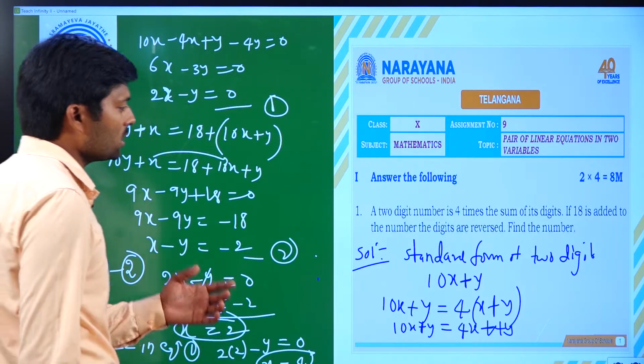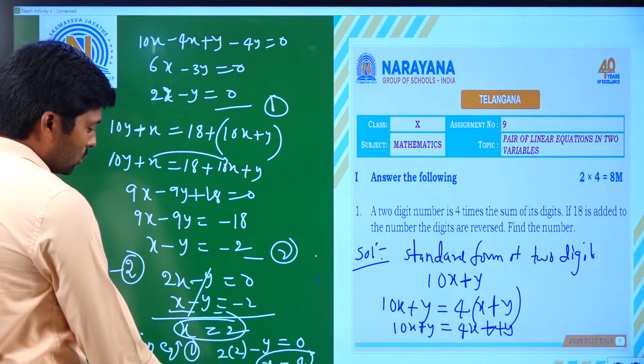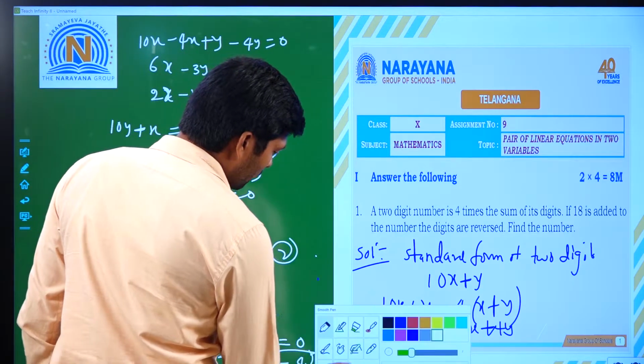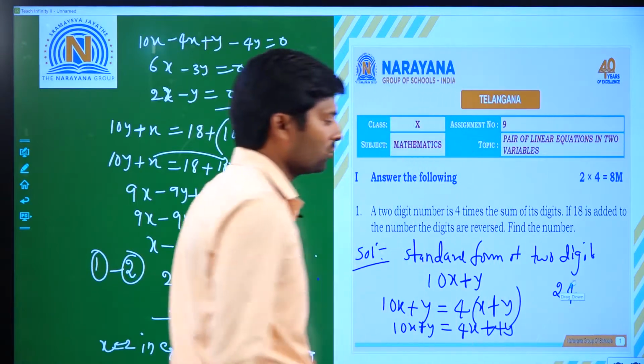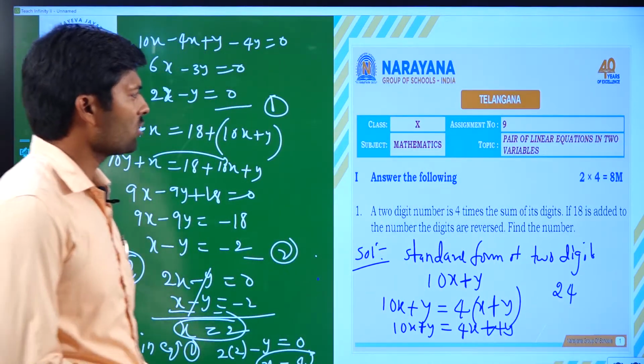So what is the two-digit number? That is x and y, no? So we'll take it as 24. So the two-digit number is 24. 24 is the two-digit number. Let's go for the next question.